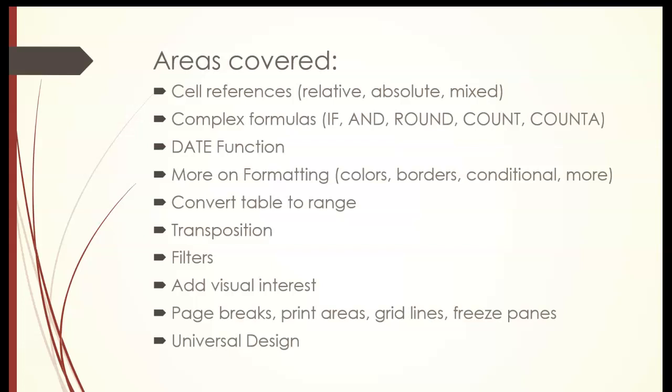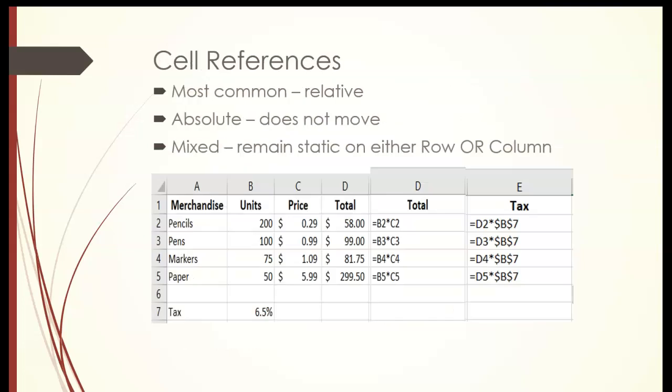The date function: remember, January 1st, 1900 is considered 1. January 2nd, 1900 is considered 2. And we'll be using the date function in order to create calculations. More on formatting, both colors, borders, conditional, and more. Converting table to range, transposition, filters, adding visual interest, page breaks, print areas, grid lines, and freeze panes, and of course universal design.